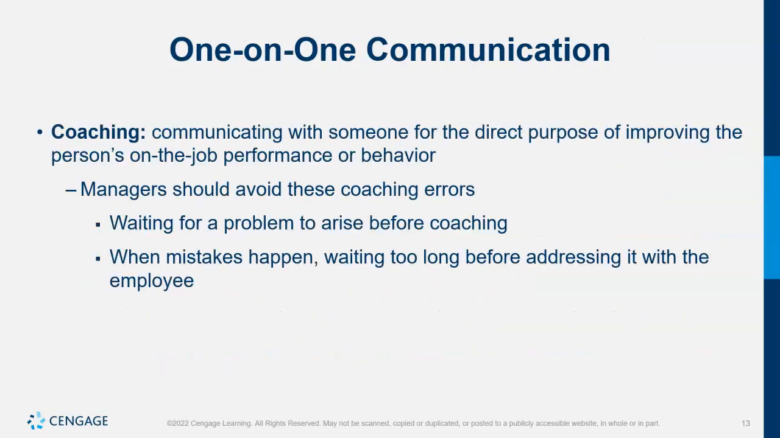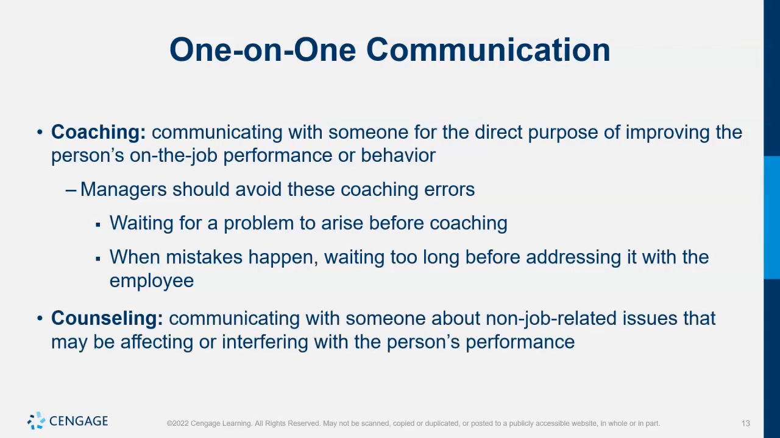All right. There's different other types. We also have one-on-one communication. In the workplace, we can use coaching, where we communicate with someone in order to improve their job performance. And then there's also counseling, where you communicate with someone about non-job related issues. So, for example, you may have a mentor or coach within the workplace, and then you might also have an employee assistance program with counseling to help people deal with their personal things so that they can be more productive in the workplace.